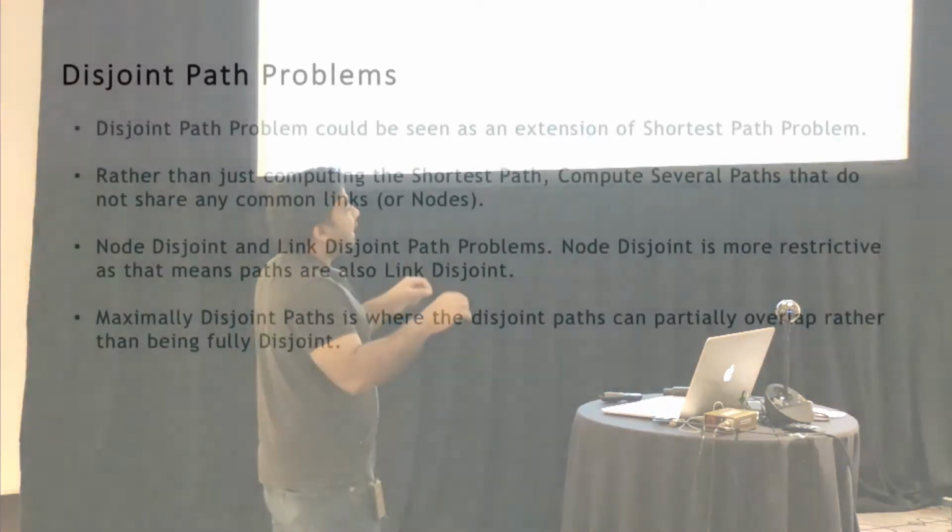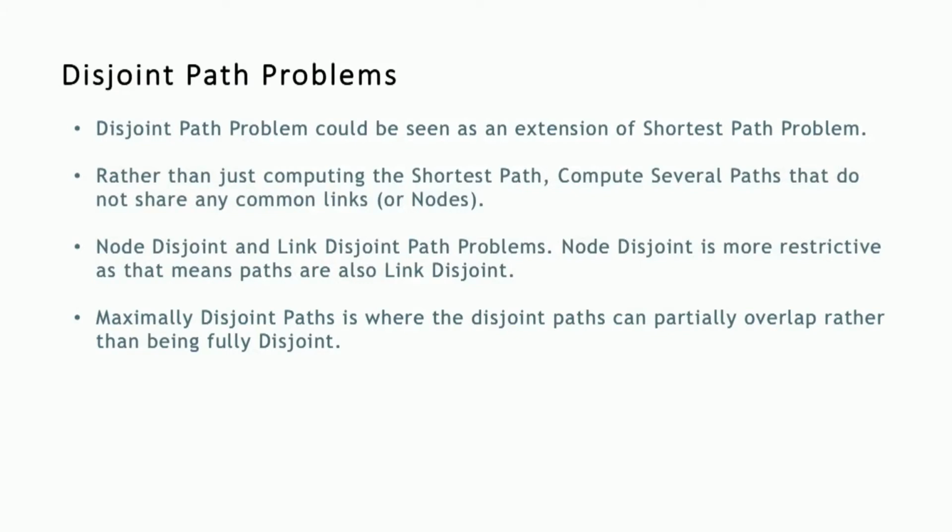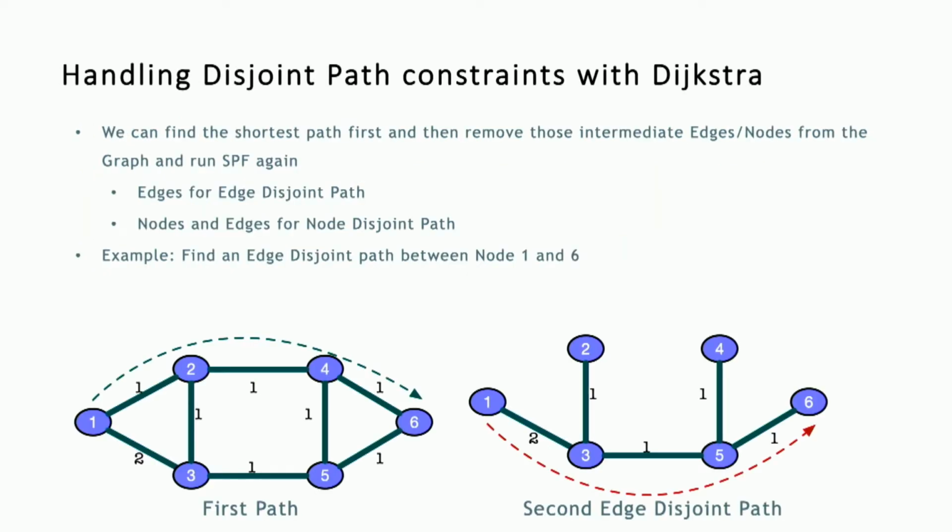Edge disjoint means the edges need to be separate; the nodes can be in that path. And node disjoint means both edges and nodes need to be separate. So node disjoint is usually a more restrictive problem than edge disjoint paths, because you are not looking only at the node; the whole node and the edge both need to be disjoint. And then you have maximally disjoint paths, where you can afford to have some sort of overlap. An example is over here. Let's say you have the same graph and I ask you, give me two disjoint paths from 1 to 6.